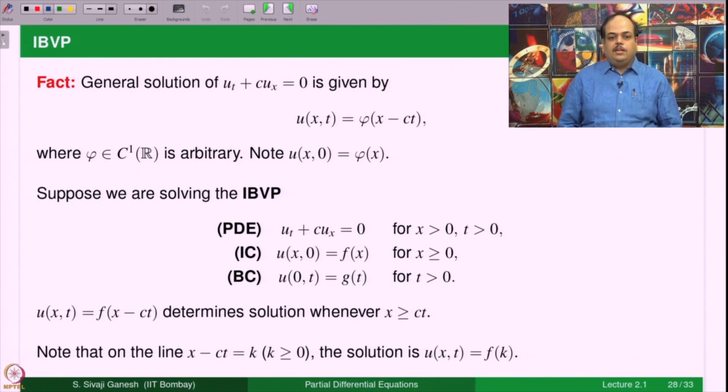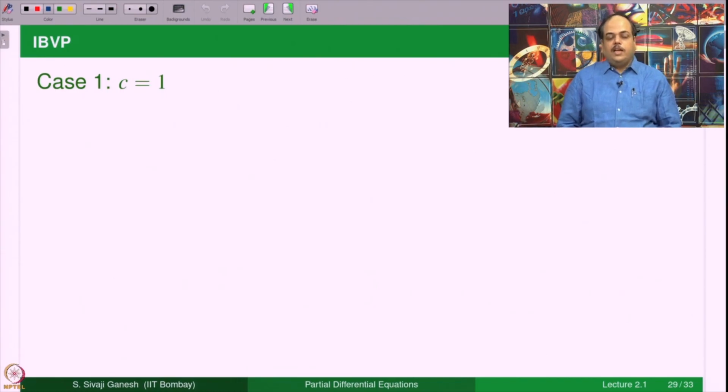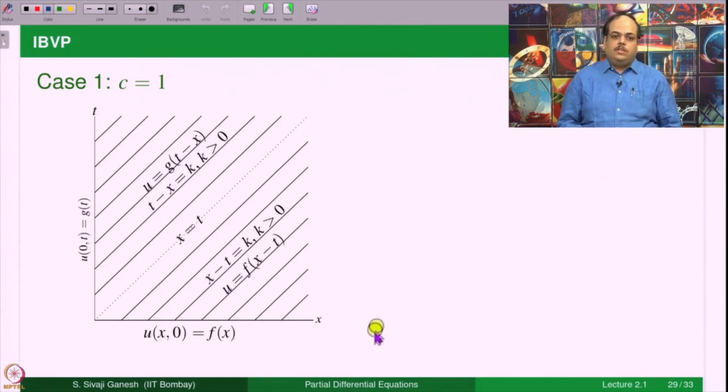Now, on the line x minus ct equal to k, the solution u will be constant, it will be f(k), with k greater than or equal to 0, therefore, this formula applies and u(x, t) equal to f(k), it is constant. Now, let us look at the case where c equal to 1, this is the picture. So, this is u(x, 0) equal to f(x), this is u(0, t) equal to g(t), and the line x equal to t is in dots. To the right side of that, this region corresponds to x bigger than or equal to t, there it is f(x minus ct). Similarly, you can show that here it will be g(t minus x), that will be the solution. So, on this line t minus x equal to k, the solution will be g(k), and on this line x minus ct equal to k, the solution will be f(k).